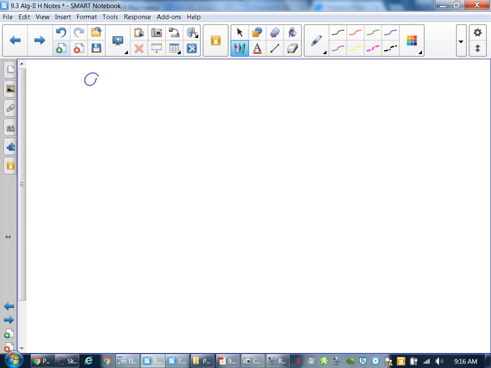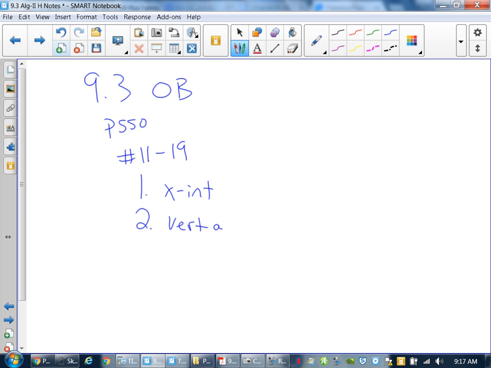So this is in 9.3 old book, and I'll post this on the calendar here in a minute. It's page 550, numbers 11 through 19. And all I want you to do is, you want x-intercepts, vertical asymptotes, and then 3 would be your horizontal asymptotes.